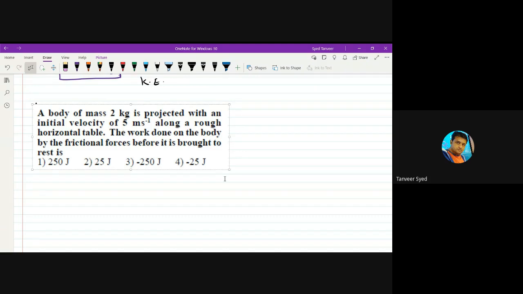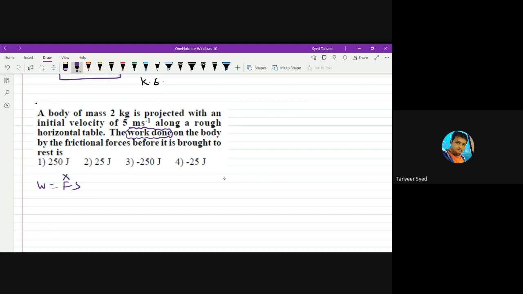So see, understand this. We have to calculate work done here. Normally, what formula do we have to calculate work done? Force into displacement. Is force given in the question? No, you don't find any force. Only friction force is mentioned, but its value is not given.